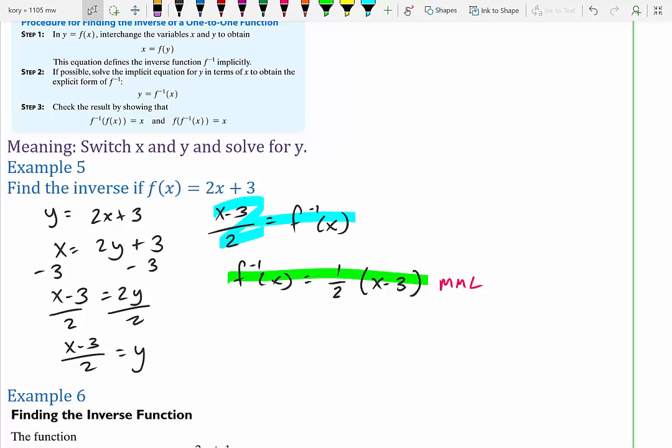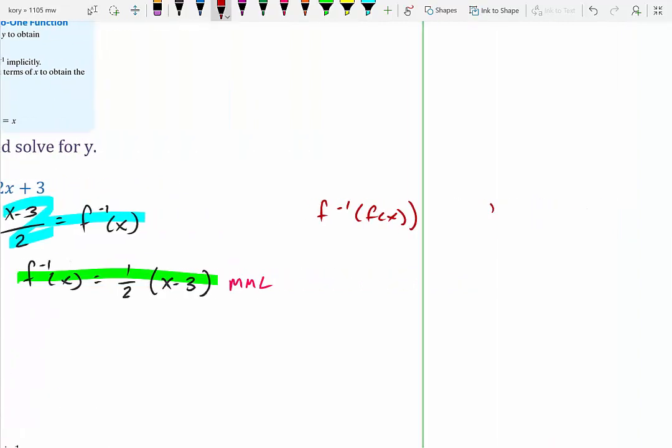That's great. You can always find an inverse, but it doesn't mean one exists. So to check to see if it exists, you're going to do what we did in the previous example. You're going to put the function inside the inverse, and then you're going to put the inverse, my bad, inside the function.